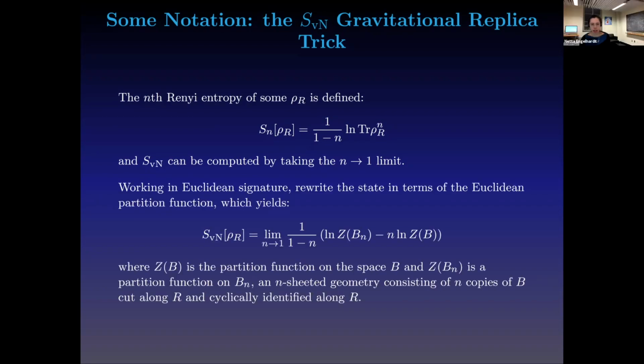now, working in Euclidean signature, you can rewrite the state in terms of the Euclidean partition function, which ends up being rewritten in this way. And again, I think everyone has seen this before. Here, Z of B is the partition function on the space B. So for us, that will be the boundary. And Z of B sub n is the partition function on B sub n, which is an n-sheeted geometry that consists of n copies of B that are cut along R and then cyclically identified along R.